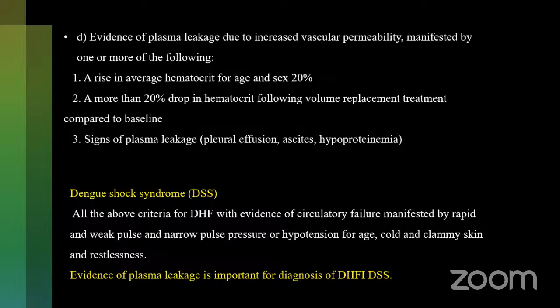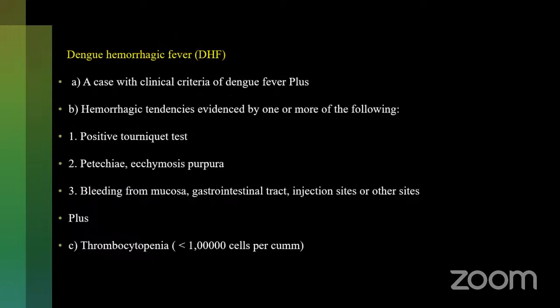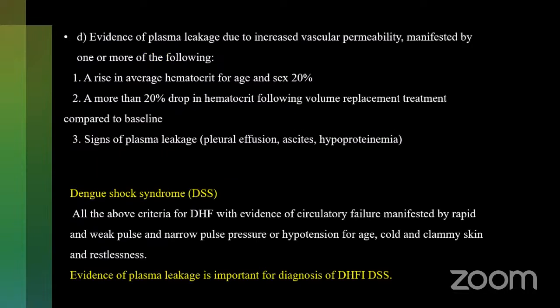which is compared to the baseline, and or demonstration of any signs of plasma leakage such as pleural effusion or ascites as we see on the ultrasound, or the presence of hypoproteinemia. So these are the signs which suggest the underlying plasma leakage. So all these criteria need to be fulfilled to categorize a case as dengue hemorrhagic fever.